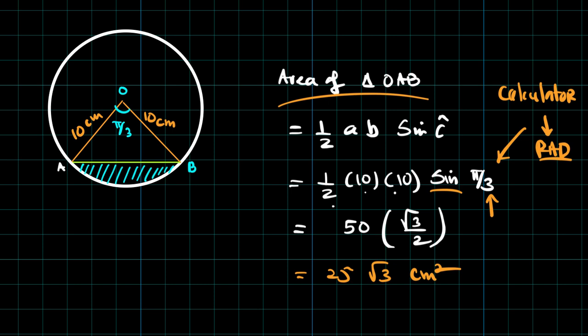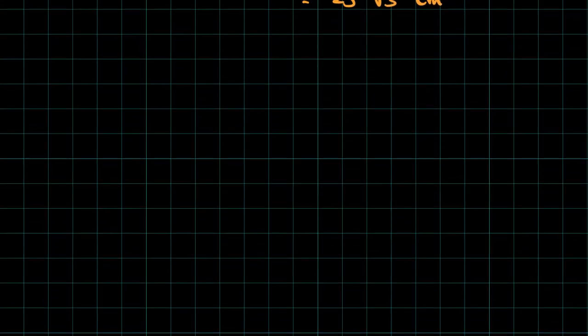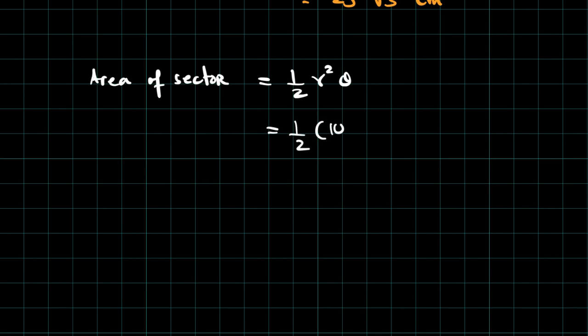What else can I calculate? What if I want to calculate the area of this whole sector and then eventually the area of the shaded region? So therefore, area of sector, that is a simple formula, that is equals to half r square theta. That is half into 10 into 10 into theta, which is pi by 3. So this is 50 pi by 3, not a root. This is 50 pi by 3 centimeters square.